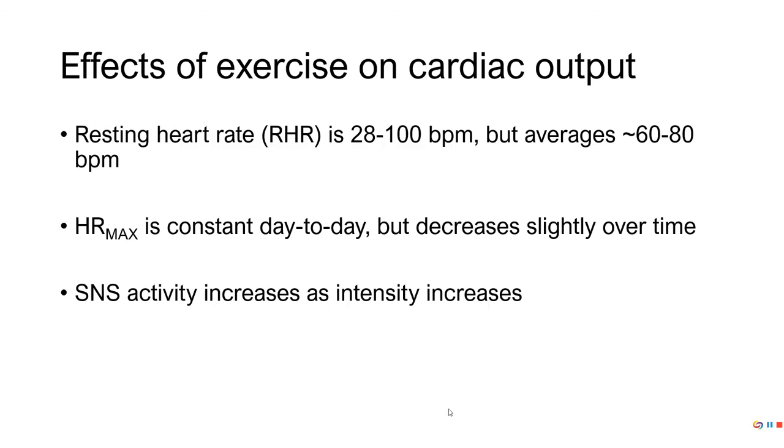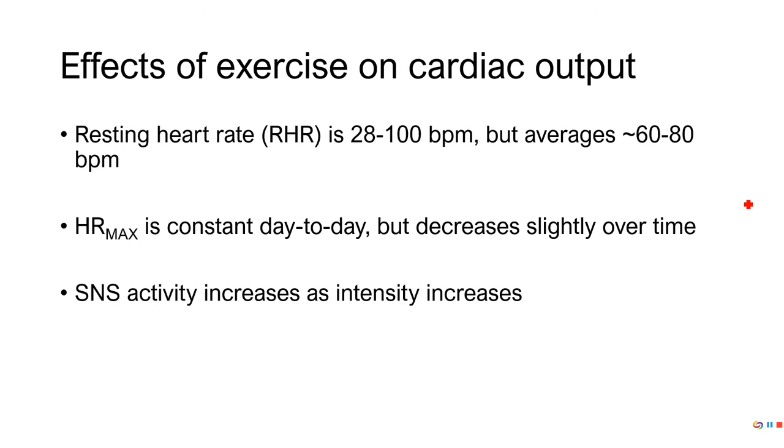Now, exercise, like we talked about, will increase heart rate. So resting heart rate might be as low as 28, might be as high as 100. That's pretty high. But for most of us, it's between 60 and 80. Heart rate max is something that you really can't affect that much. It just slowly decreases over time, right? And so we talked about that in the last video, that 220 minus your age gives you a good estimate of what your maximum heart rate is going to be.